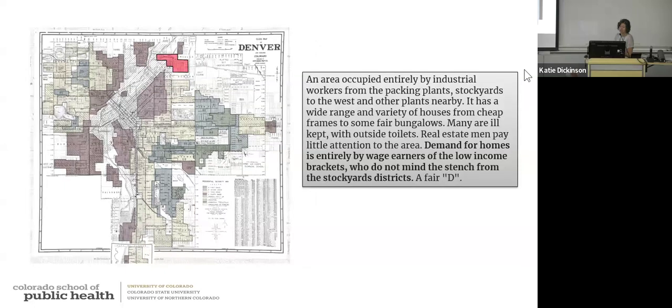This is the Swansea area. This I also think is pretty laughable. Demand for homes is entirely by wage earners of the low income brackets who do not mind the stench from the Stockyards district. I'm not sure that this person was actually having conversations with people and being like, do you mind the stench? And they're like, no, it's totally fine. Like making some assumptions, right, about maybe a different class of humans that doesn't have the same physical characteristics or sensitivities. So classist, racist, xenophobic, all baked in.